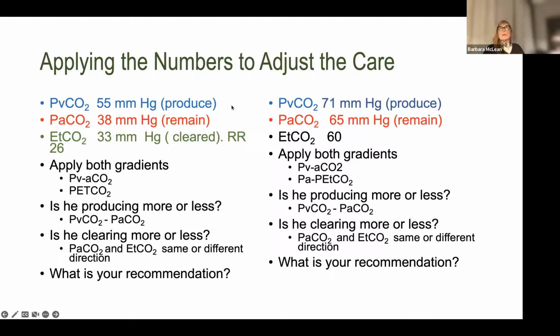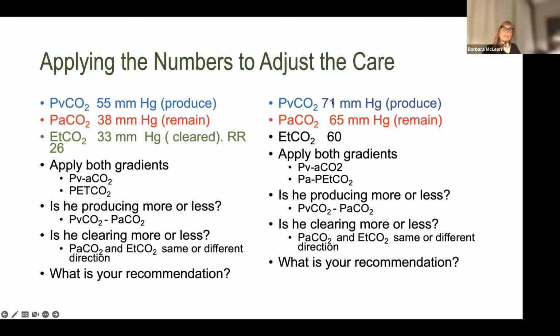Okay, now we look over here. PvCO2 is 71, PaCO2 is 65, end tidal CO2 is 60. Okay, PvCO2 minus PaCO2 is only 6. Remember, this was wide, this was 17. Here, it's only 6, so that's a normal gradient. And the PaCO2 minus end tidal CO2 is only 5. So all the gradients are normal. He's not necessarily producing more.